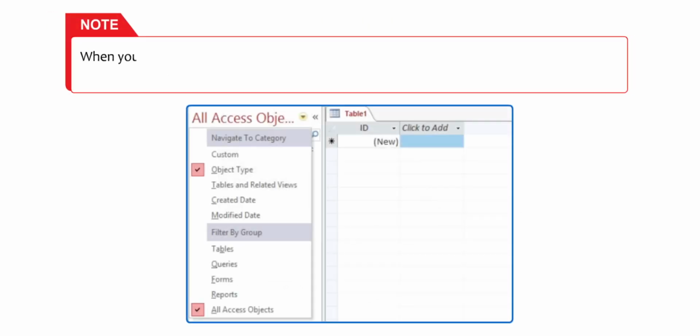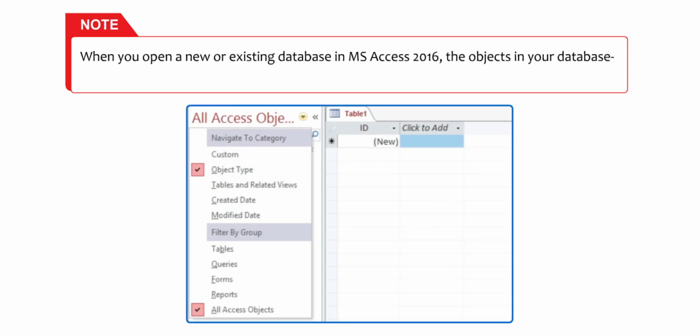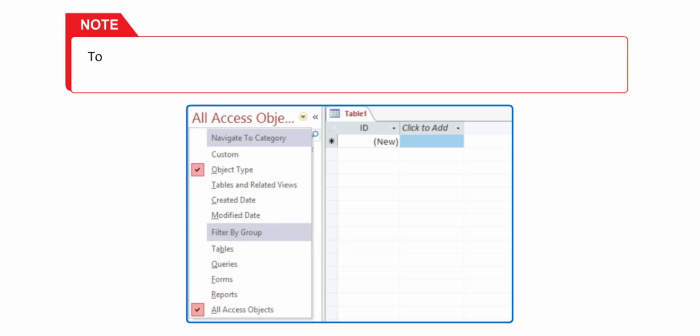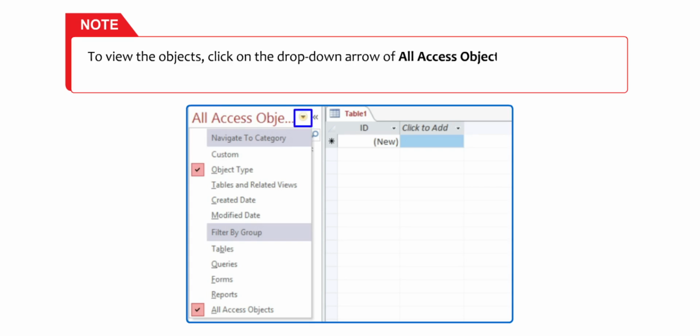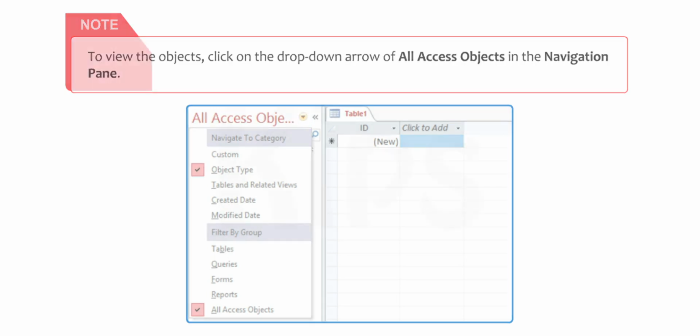Students, note, when you open a new or existing database in MS Access 2016, the objects in your database, tables, forms, queries, reports, etc. appear in the navigation pane. To view the objects, click on the drop-down arrow of All Access Objects in the navigation pane.